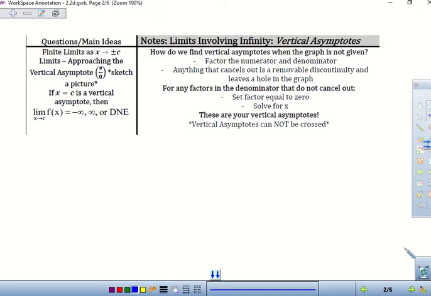Next thing is you are going to set your denominator that's left after canceling stuff out equal to 0. That's going to be your vertical asymptote. There may be 1 or 2, there could even be 3, whatever's left.